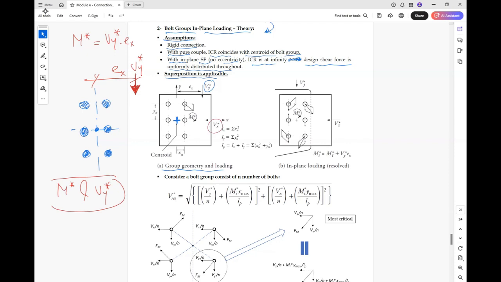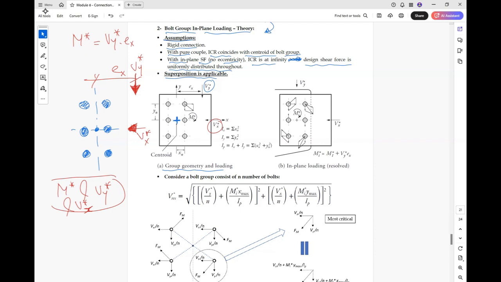Okay, and also we have Vx. So we have another force Vx star. This is a general case. In some cases, we don't have all of them together, but this is just the general case if we have two shears at the same time.